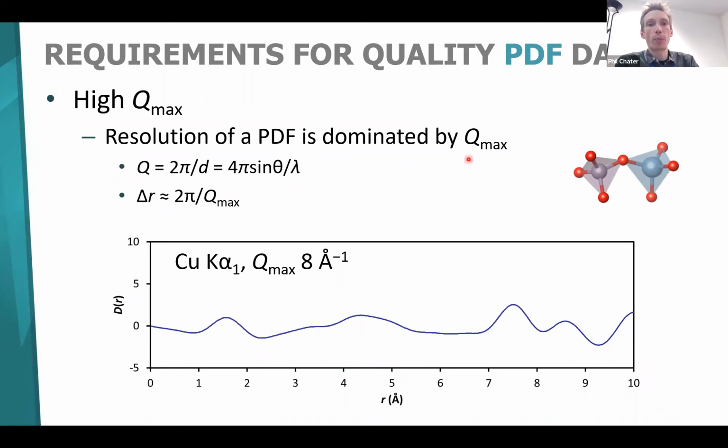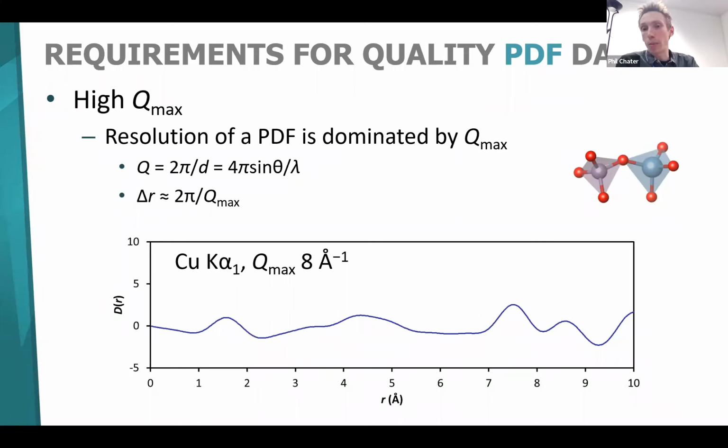If we were to try to collect a PDF data set of this aluminium AlPO system, as we saw before, if we were to do that on a standard Bragg diffractometer with copper radiation, this is the type of thing that we'd see. And it's kind of a broad mess with not much detailed information in.